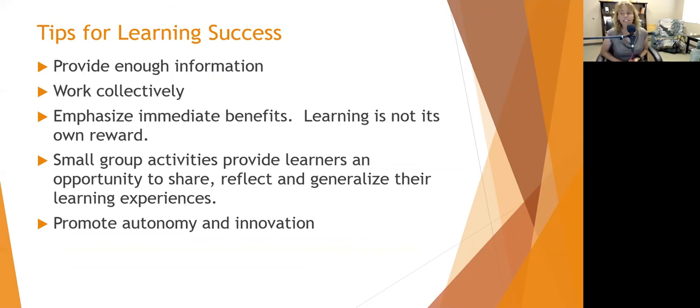Small group activities provide learners an opportunity to share, reflect, and generalize their learning experiences. And it also just breaks up the monotony. We do want to promote autonomy and innovation. So when people are in groups, ask them, what else would you do? Or use a solution-focused approach: when you've been depressed before, what's helped you feel better? Encourage people to come up with their own suggestions and ideas instead of just telling them all the time, well, you could use this or you could do this. I want to know what you've done. I want to know what's worked for you.